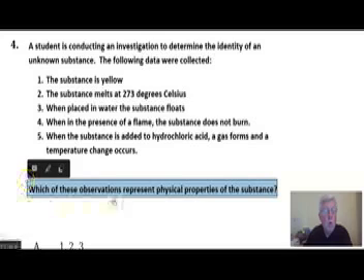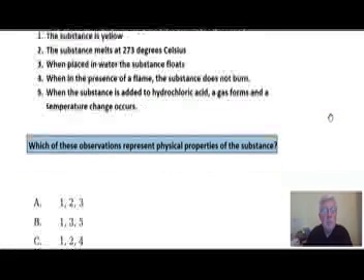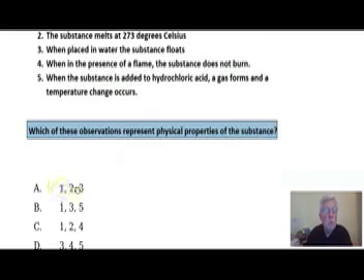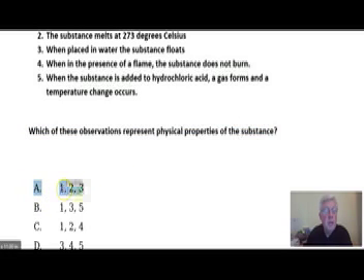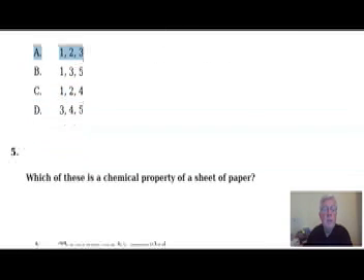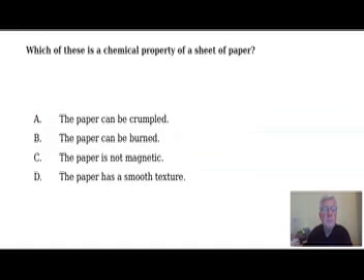Look at that. Which of these observations represent physical properties of the substance? Well, we already said that it was 1, 2, and 3. Answer is A. If you know the answer to this and you got it right, you can go ahead and skip this. This is just a video.